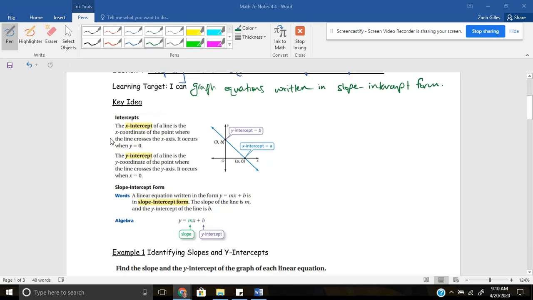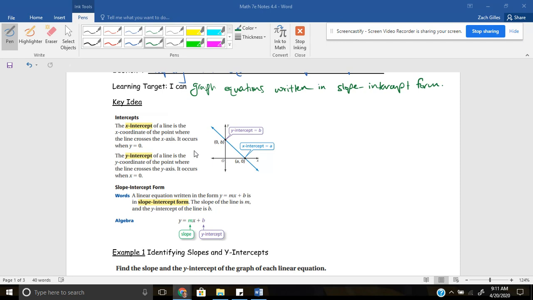For our key idea, the first little bit of vocabulary that we get is talking about the X-intercept and the Y-intercept. The book definition is the X-intercept of a line is the x-coordinate of the point where the line crosses the x-axis. It occurs when y is 0. Again, it occurs when y is 0 because we're not going up and down at all. Our y value is 0. And you can see that listed here.